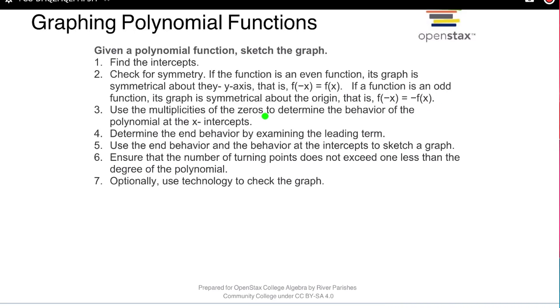Use the multiplicities of zeros to determine the behavior at the x-intercept. So if it's odd, it goes straight through. If it's even, it bounces. And if it's a larger multiplicity, then it's going to kind of flatten out at that place.